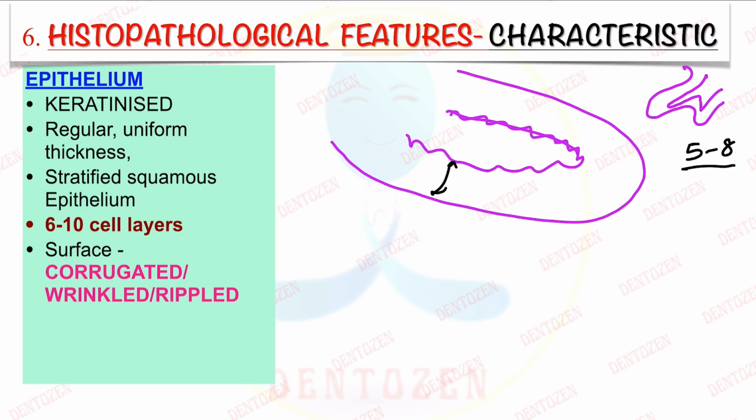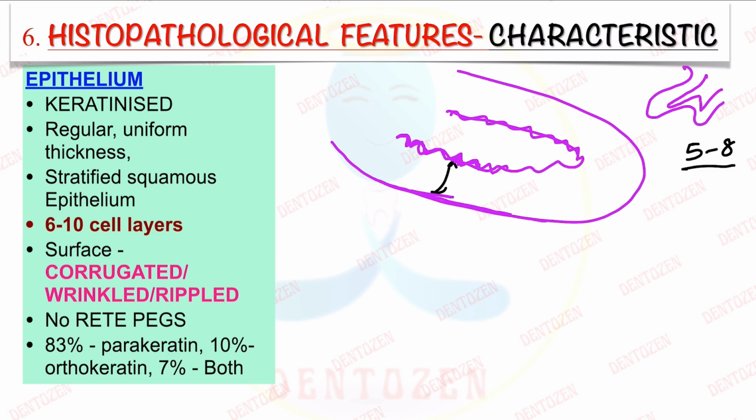Now talking about the surface of this epithelium, that is towards the lumen, it is corrugated. It is not smooth. It is irregular. Which is also known as wrinkled or rippled or wavy for your entrance exam. So it's like waves or ripples. So that is the surface of this epithelium, and then there are no rete ridges. That means the epithelial connective tissue interface is flat. There are no projections of epithelium into the connective tissue.